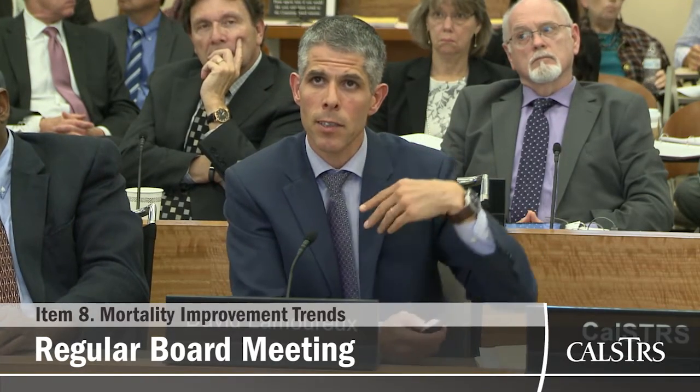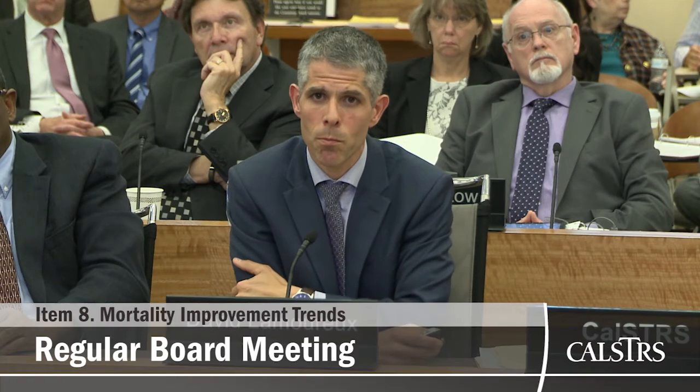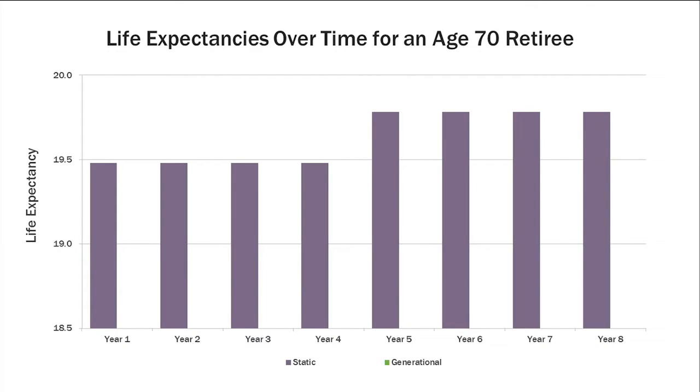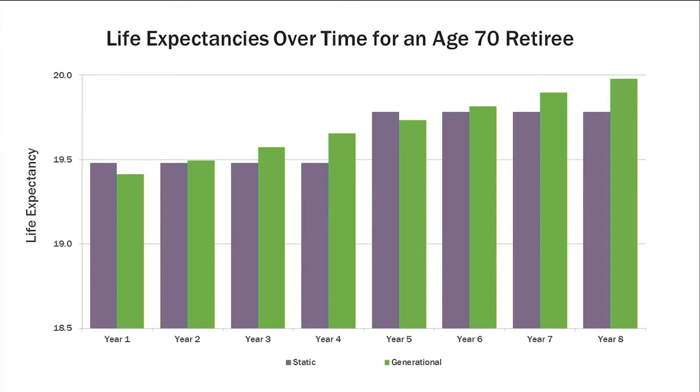So you have kind of this step approach here. Okay, this is our current approach. What we want to propose with generational, you get something that's a little bit smoother. So every year you would assume that life expectancy gets a little bit larger every year. So this is what will be the recommendation to you in February.